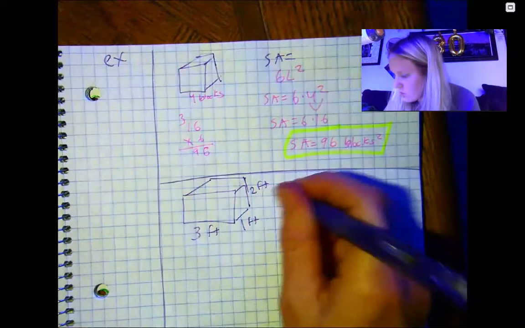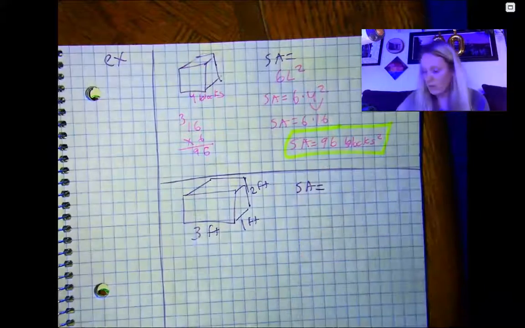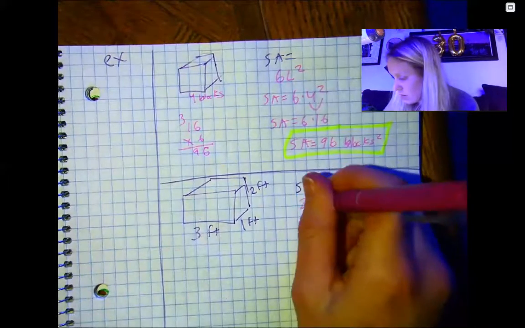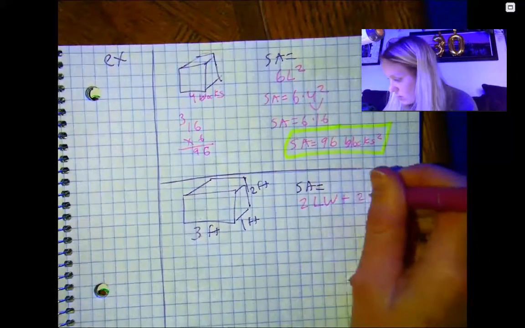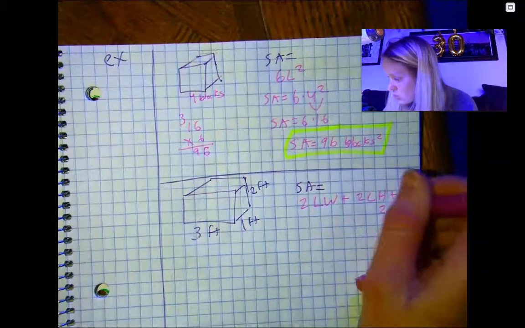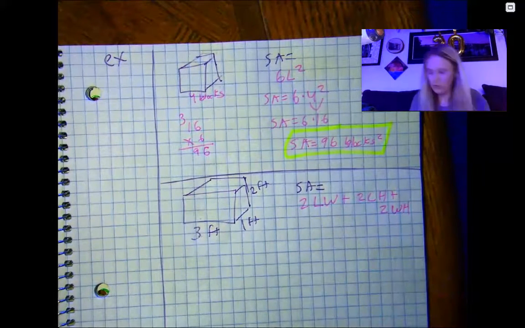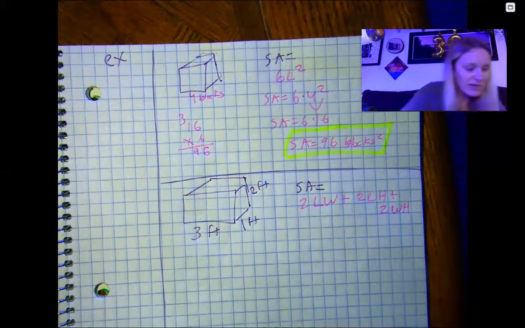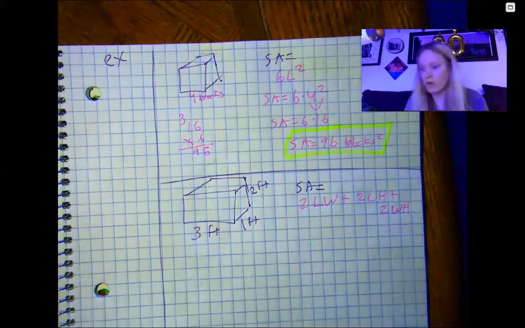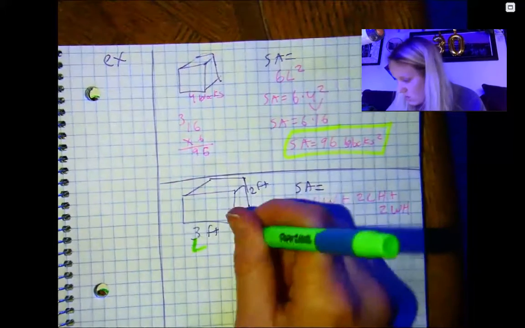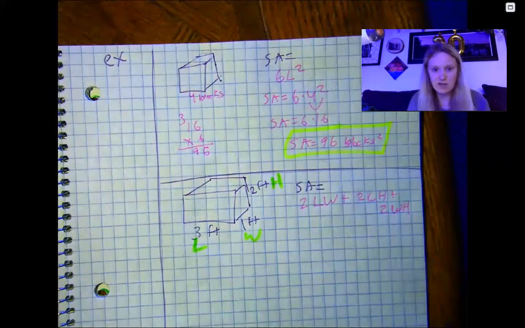Okay, so the surface area, we remember, is 2 length times widths plus 2 length times heights plus 2 heights times widths, or widths times heights. Doesn't matter in multiplication order. So I just have to decide which one's which and go with it. So I'm just going to call this length, width, height. It does not matter. I just need to be consistent.